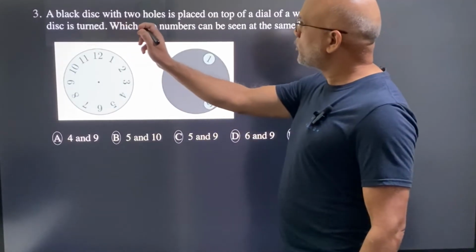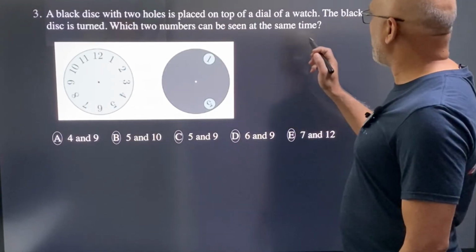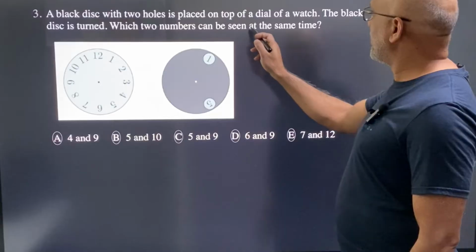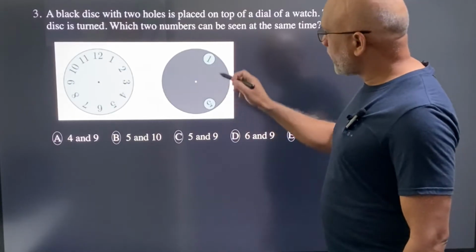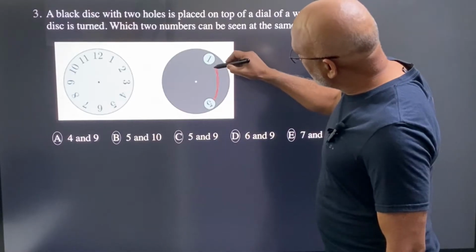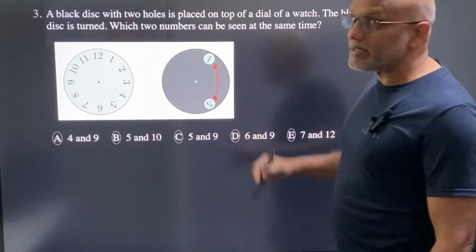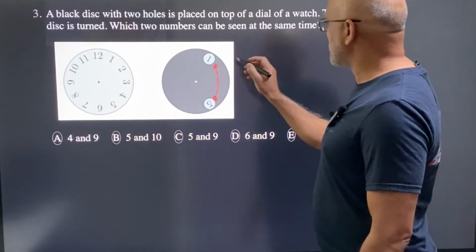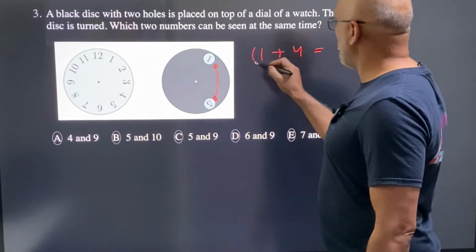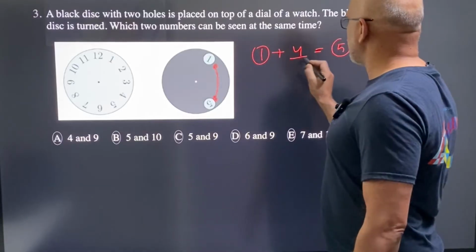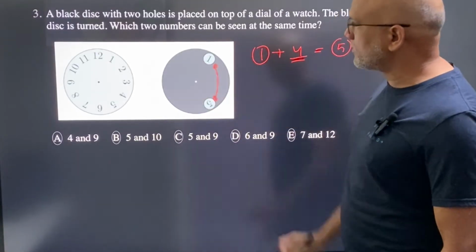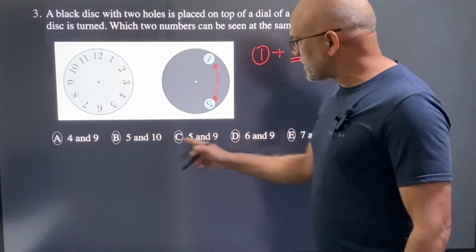A black disc with 2 holes is placed on top of a dial of a watch. The black disc is turned. Which two numbers can be seen at the same time? Alright, so this is the black disc. One thing we have to notice is when I turn this disc, this distance needs to be maintained, right? So what is this distance? 1 plus 4 is equal to 5. So from 1 to 5 is a distance of 4, and that distance of 4 needs to be maintained when I turn the disc.